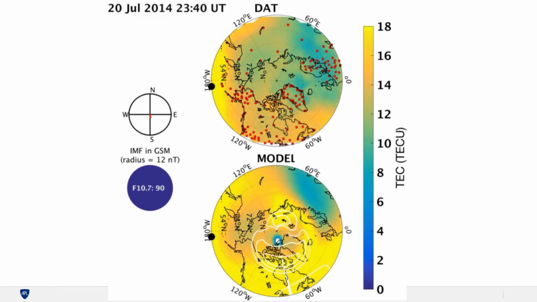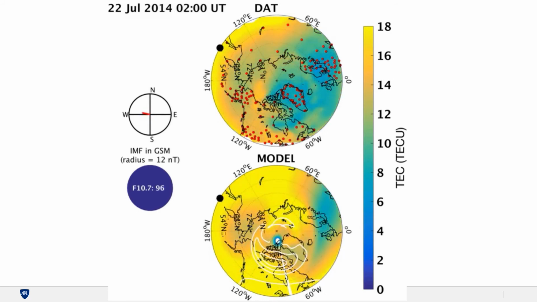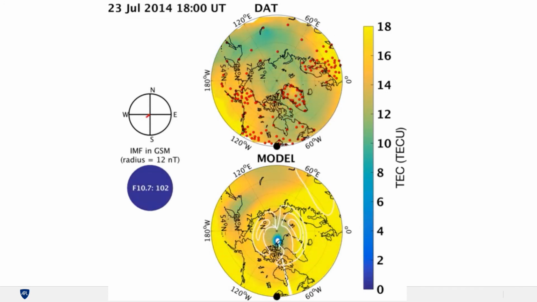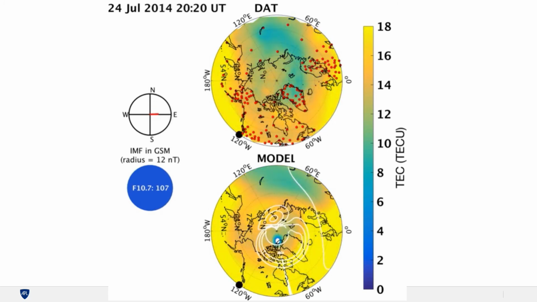Now if we look at the July movie, we can see that the polar cap TEC is higher than it was in January, but we don't see the same intense tongues of ionization. When we do see the plasma convected in, it tends to enter from the late evening and still usually from the American sector.